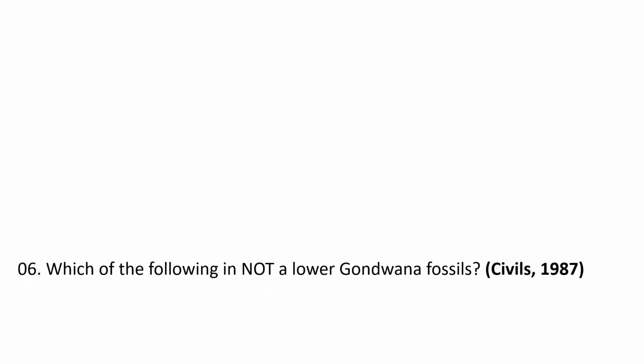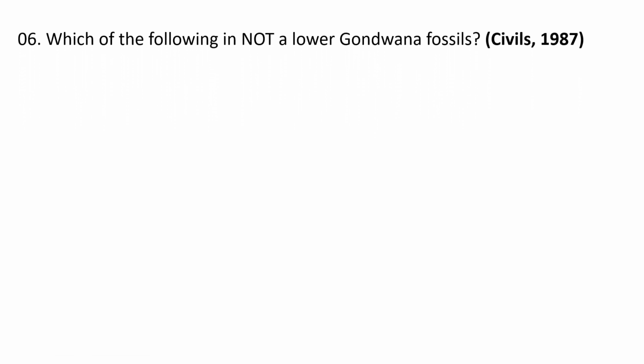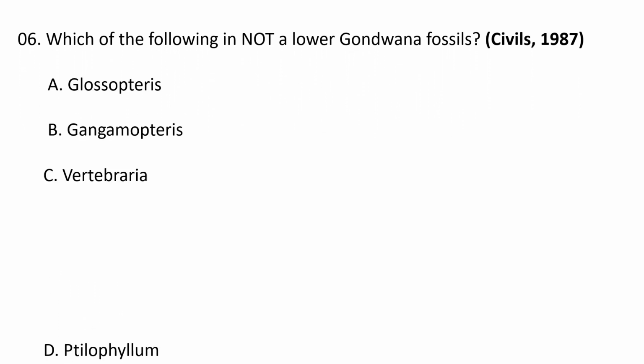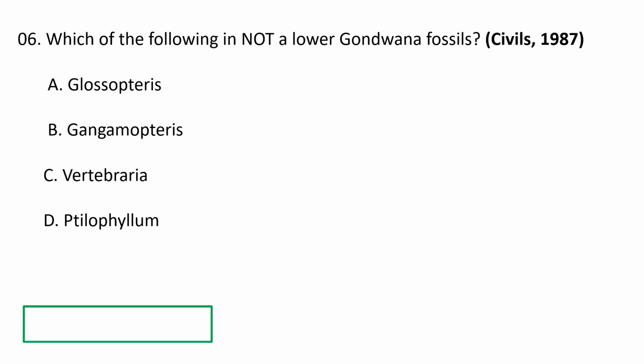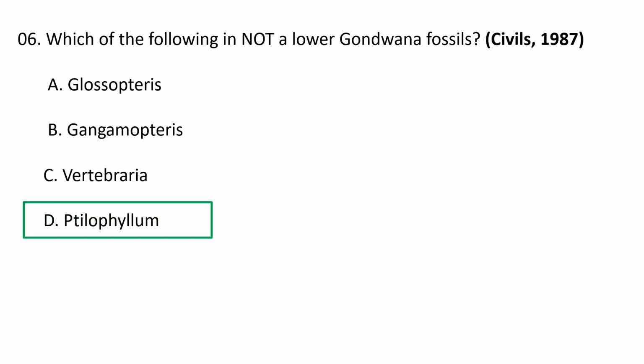Next question. Which of the following is not a lower Gondwana fossil? A. Glossopteris, B. Gangamopteris, C. Vertebraria, D. Tylophyllum. So D. Tylophyllum is the correct answer because Glossopteris, Gangamopteris and Vertebraria are all lower Gondwana fossils, whereas Tylophyllum belongs to upper Gondwana. So that's why, which is not a lower Gondwana, D. Tylophyllum is the correct answer.